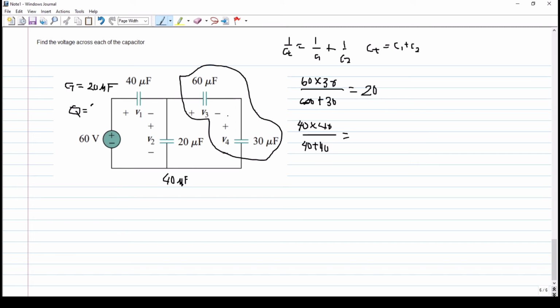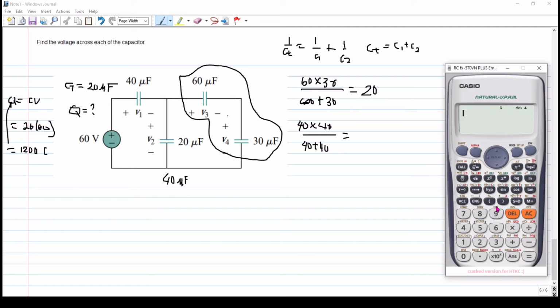Okay. To find coulomb, we use this formula. Q is equals to CV. And then we have the voltage given. Okay, so 20 times 60 volt, and that is equivalent of 1200 coulomb. Okay, so that is the equivalent of Q, or the charge. So let's check if it is 1200. So 20 times 60. Okay, so sakto.